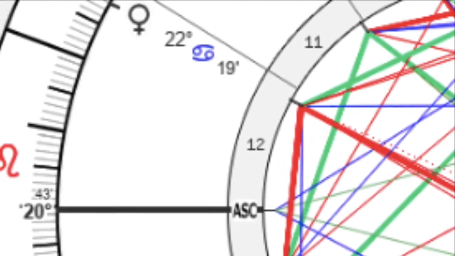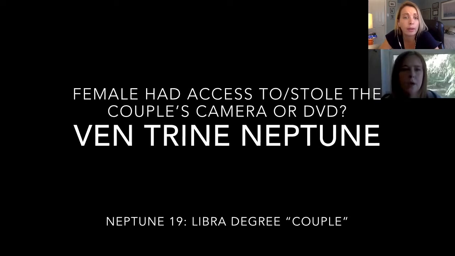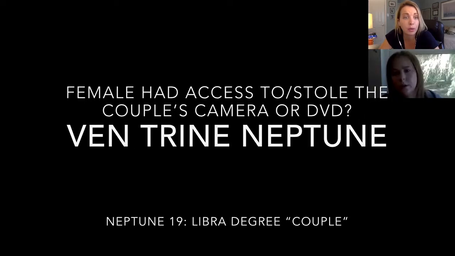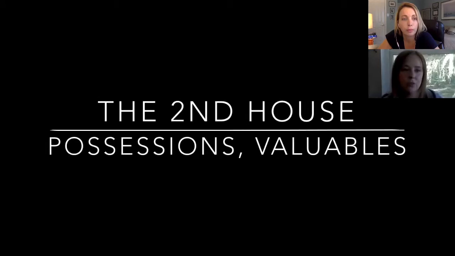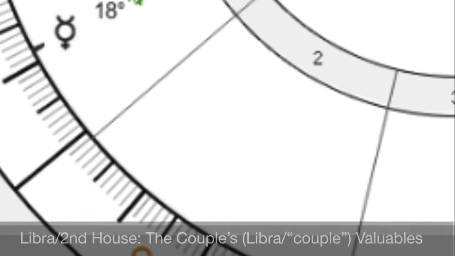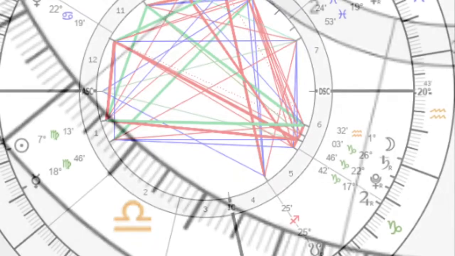Is there deception there, with her aspecting Neptune? I'm glad you brought that up. That's very interesting. And one thing that spurred some thoughts for me when you mentioned it is that Venus actually rules the second house of possessions and valuables, doesn't it? Right, it does. It definitely makes the case that it was valuable.